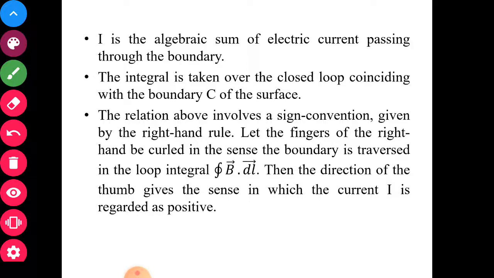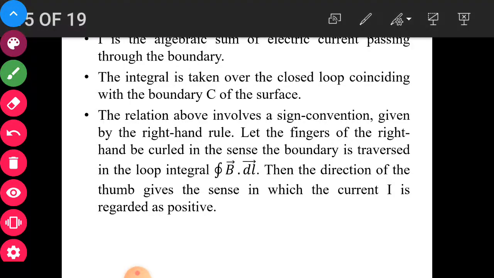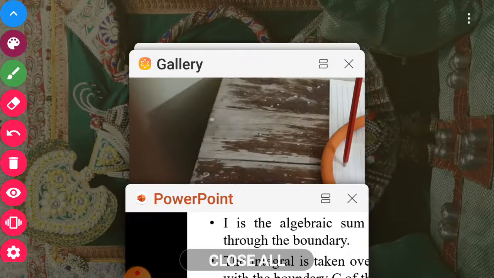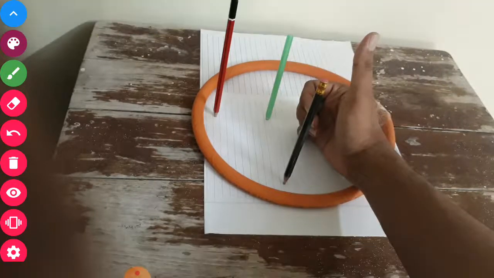The relation above involves a sign convention that I have explained, given by the right hand rule. Let the fingers of the right hand be curled in the sense the boundary is traversed in the loop, that is B dot dl. Then the direction of the thumb gives the sense in which the current I is regarded as positive. So the current in the direction of the thumb is taken positive. The other current is taken negative. That I have explained how to do. Again I am showing it.